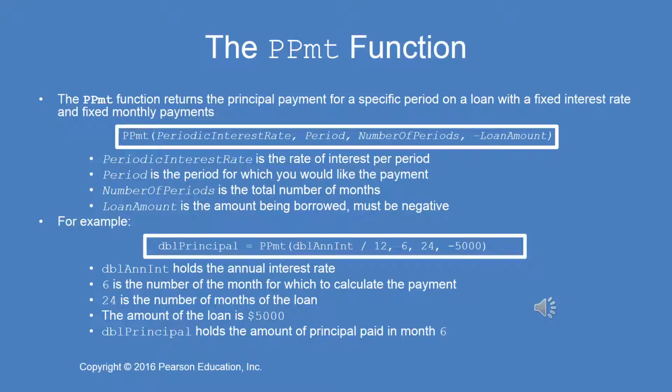Here is a coded example: double principal, which will hold the amount of principal paid in the month specified, and in this coded example, it's the 6th month. So the syntax is PPMT. Double annual interest is going to hold the annual interest rate. We're dividing by 12 because we've got 12 payments per year. We're looking for the principal paid in month 6 of a 24-month loan of $5,000.